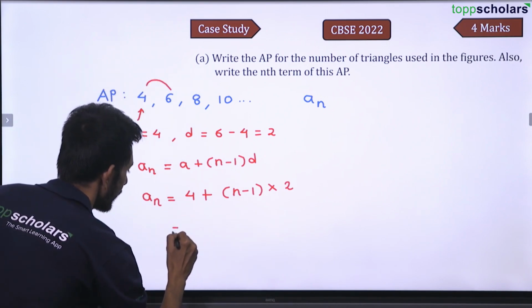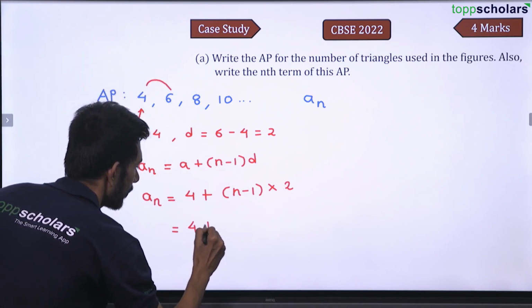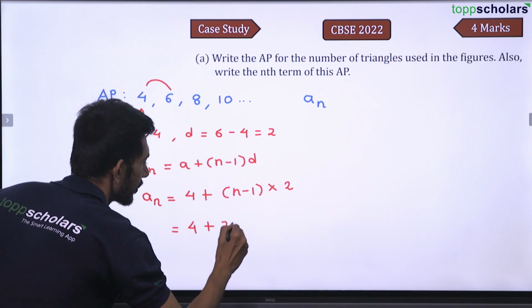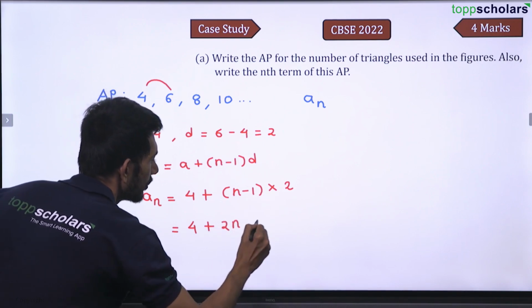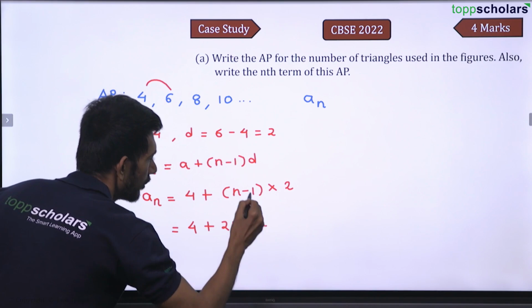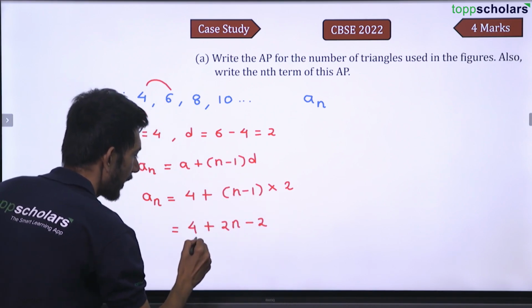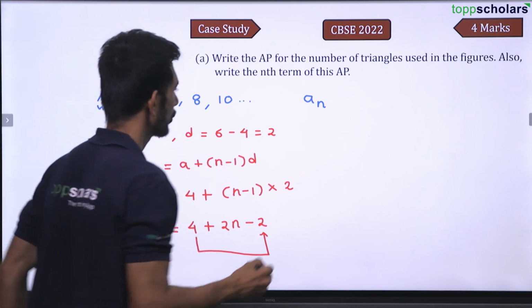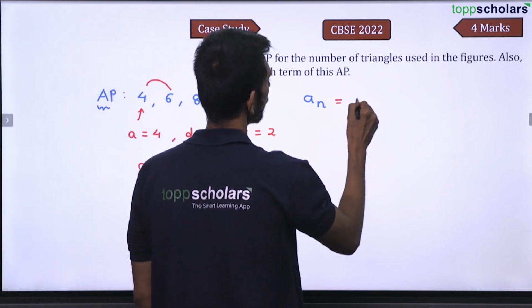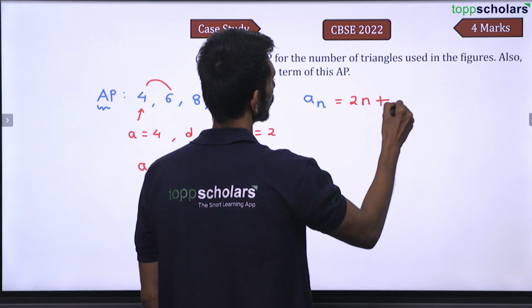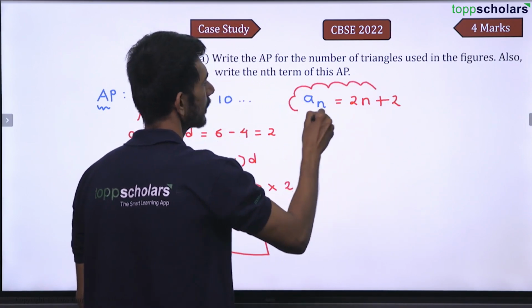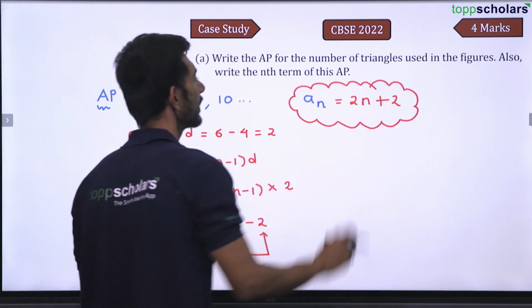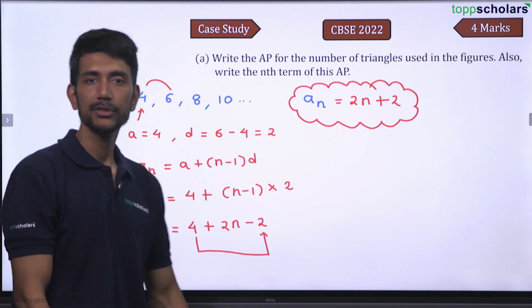So can I say this becomes 4 plus 2 into n is 2n. 2 into 1 is 2. But that is minus 1, so minus 2. And then how much is 4 minus 2? 4 minus 2 is plus 2. So can I say an will be equal to 2n plus 2. This is the nth term, that is 2n plus 2.